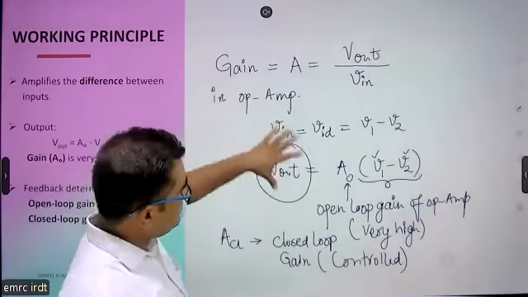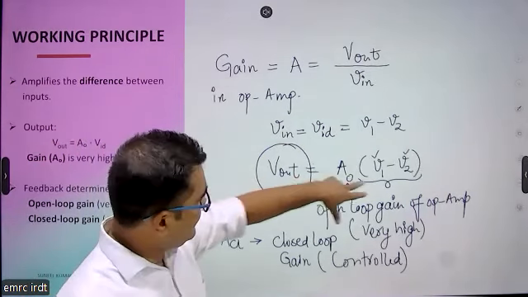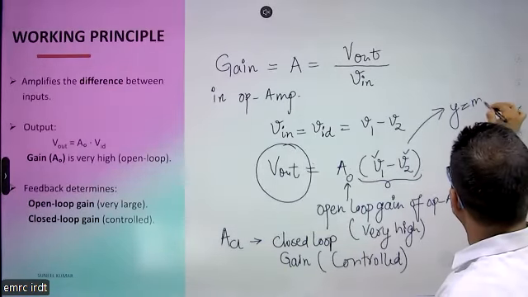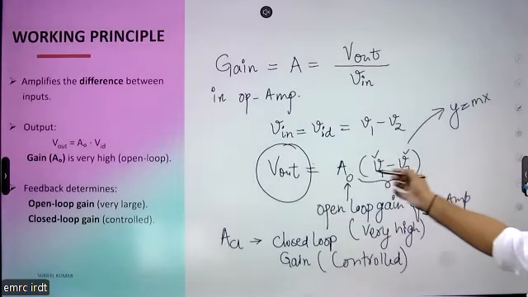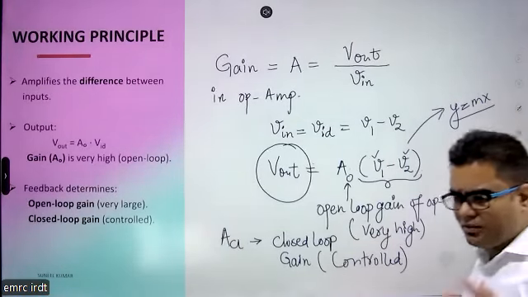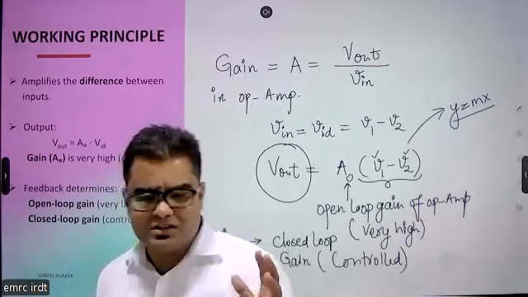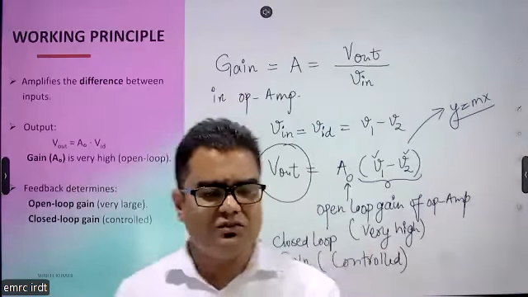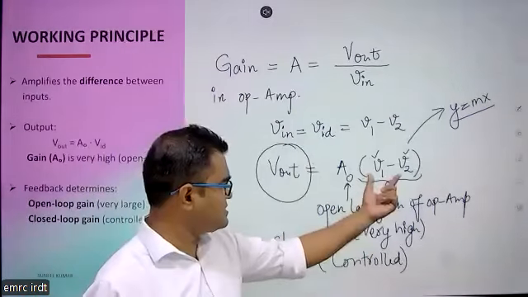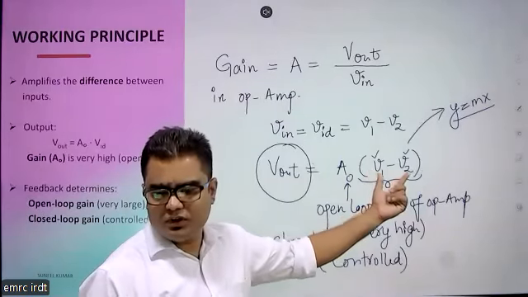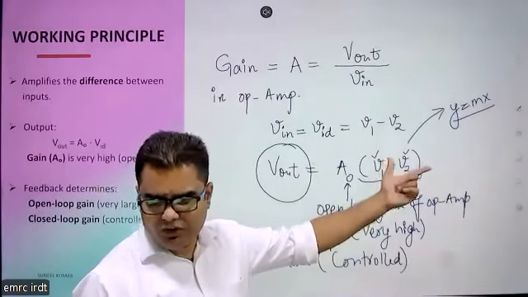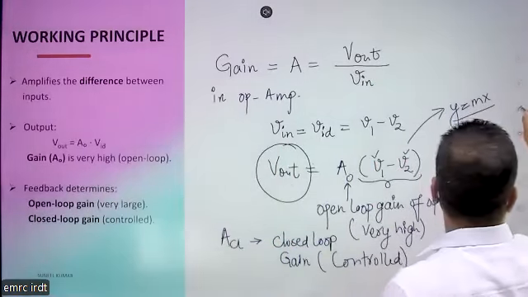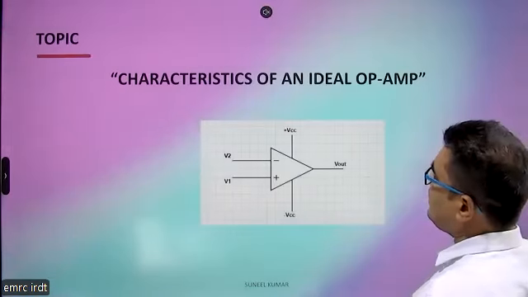So this is the working principle. Similarly, we can see here this is a kind of linear equation. We can write it as y is equal to mx. So this is a linear equation. So we can perform different linear applications by using the operational amplifier, but it cannot be performed through open loop gain. In open loop configuration, we cannot perform linear applications because as we increase V1 or V2, this output will go to saturation. So this is the working principle of operational amplifiers.